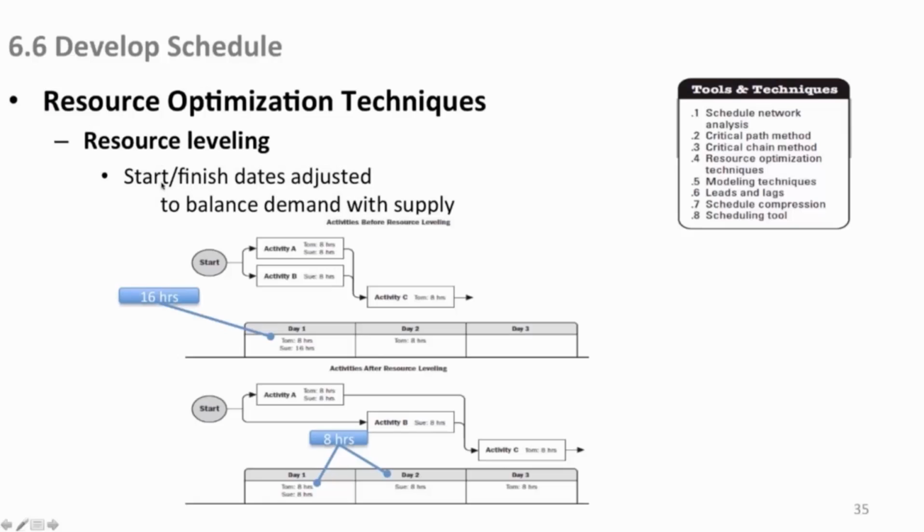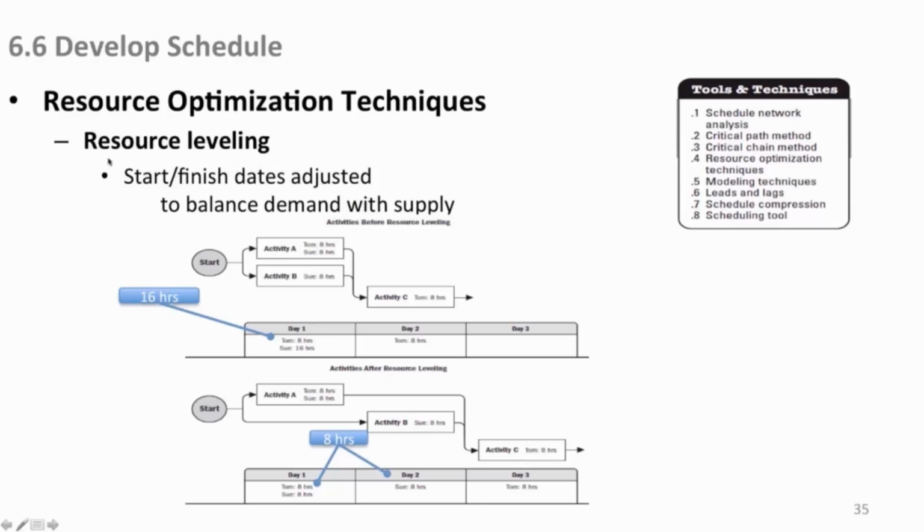You actually adjust the start and finish dates so that you can balance the work with the supply of people and their time. An example: before you level, here's Tom with 8 hours, here's Sue with 16. You don't want Sue to have 16. Here's your actual network diagram up here. Activity A, Tom, 8 hours for him, and Sue 8 hours for her. And by the way, this is a good point too: when assigning resources to activities, you don't have to have a single person. You can have multiple people contributing, whatever it takes to do that activity.